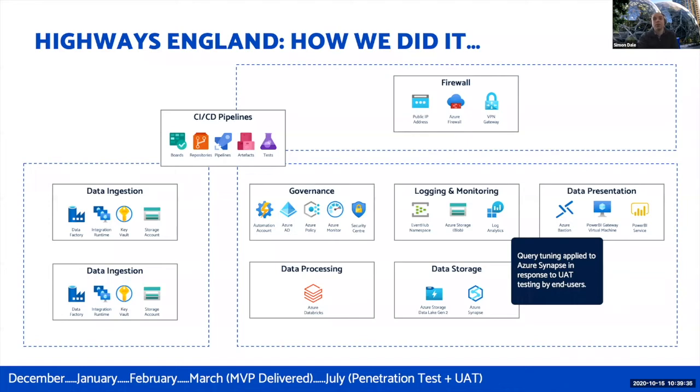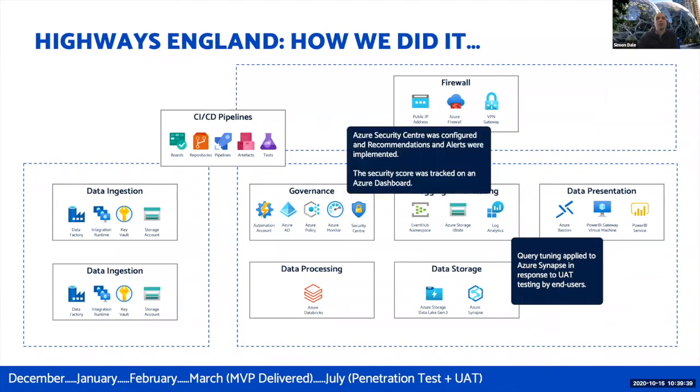We did some performance tuning as well in response to UAT. If we just go through this, we then deployed to Azure Security Center so we could look at the recommendations and alerts, and we could apply some templates as a baseline. So the continuous compliance would then start to bring those in. We could look at implementing anything that we needed to make the platform more robust and to bring it to a particular level of compliance.